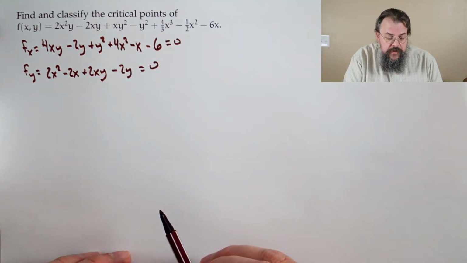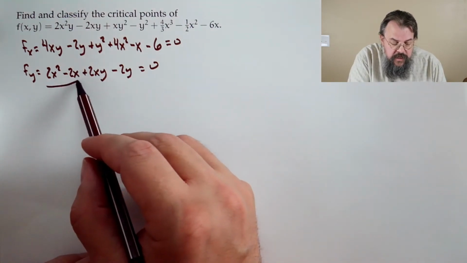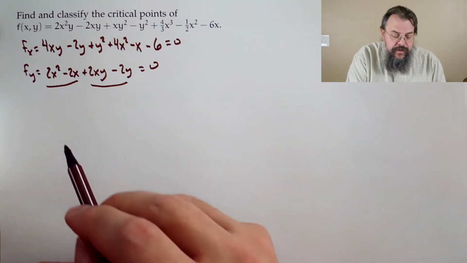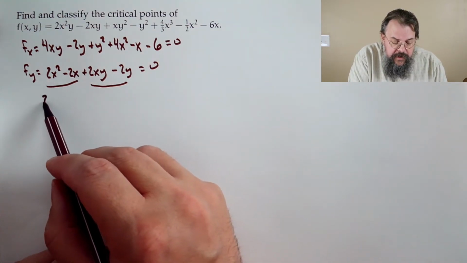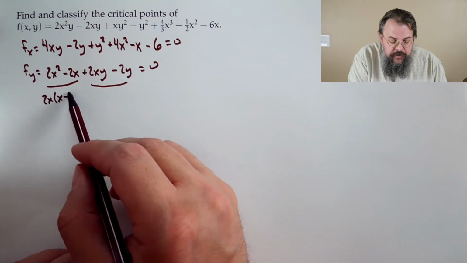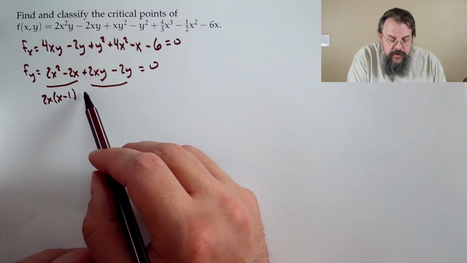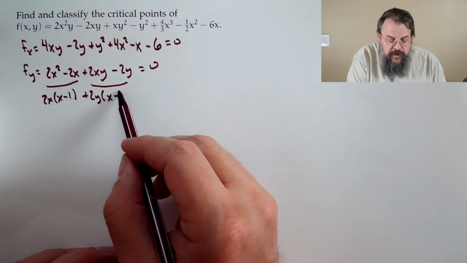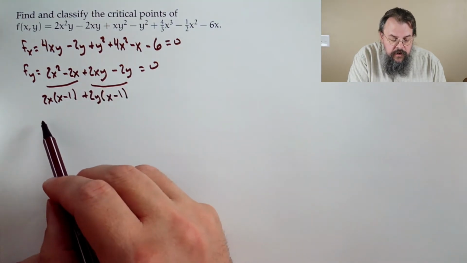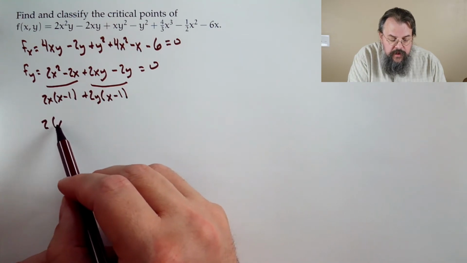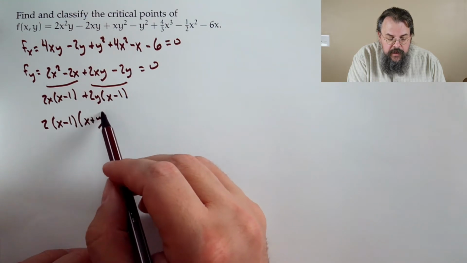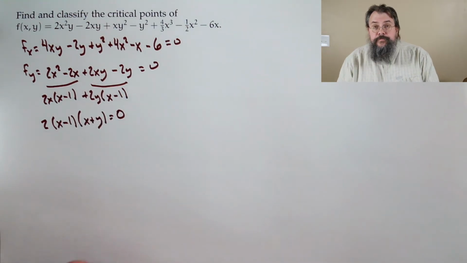It looks like it might factor if we think of grouping. Problems like to hang out in groups, with things which are very similar to them. So here, you can factor out a 2x, leaving x minus 1. And here you could factor out a 2y, and you'd be left with x minus 1. So this becomes 2 times x minus 1 times x plus y equals 0.